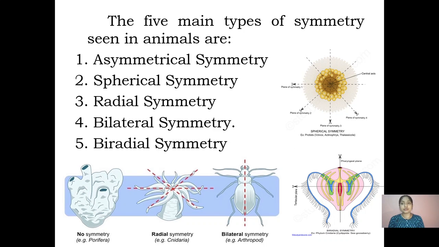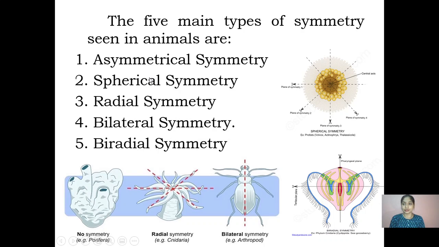The five main types of symmetry seen in animals are asymmetrical symmetry, spherical symmetry, radial symmetry, bilateral symmetry, and biradial symmetry. In asymmetrical symmetry, I've quoted the example of sponges, where symmetry is not possible because of its irregularity in shape. No matter in which plane we cut it, we still don't get two equal halves. So therefore, they're said to be asymmetric in nature.